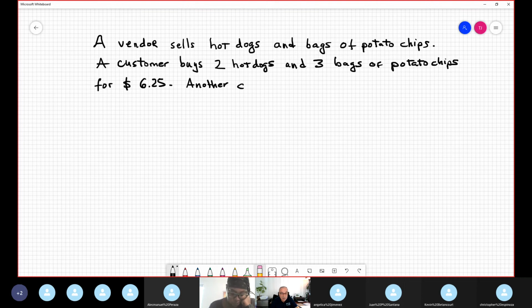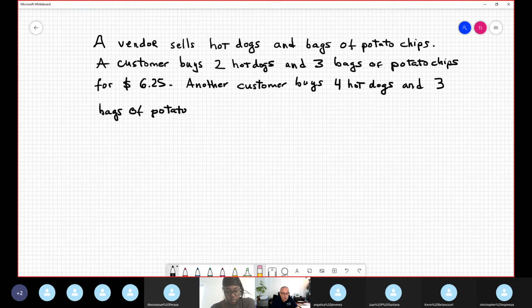Another customer buys 4 hot dogs and $3 of potato chips, and the total price is $15.25. Find the cost of each item.